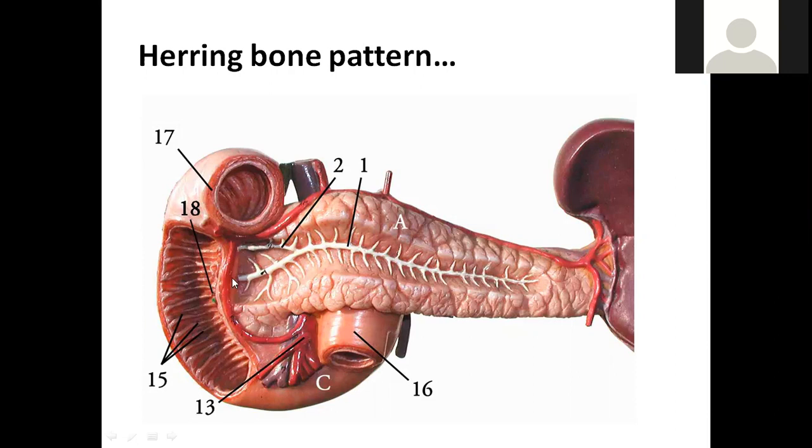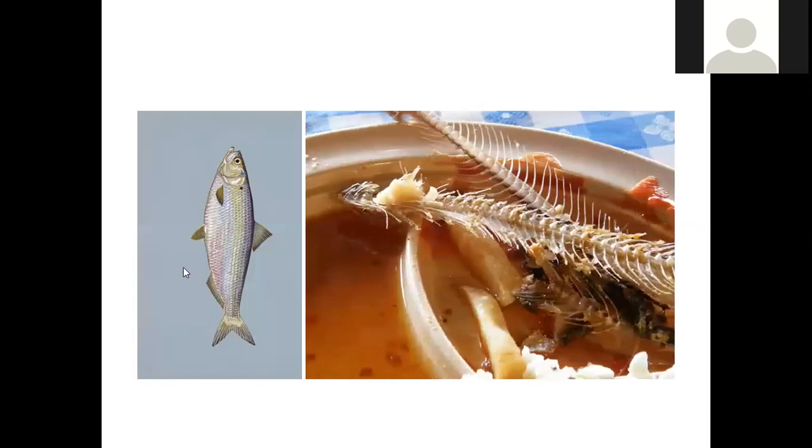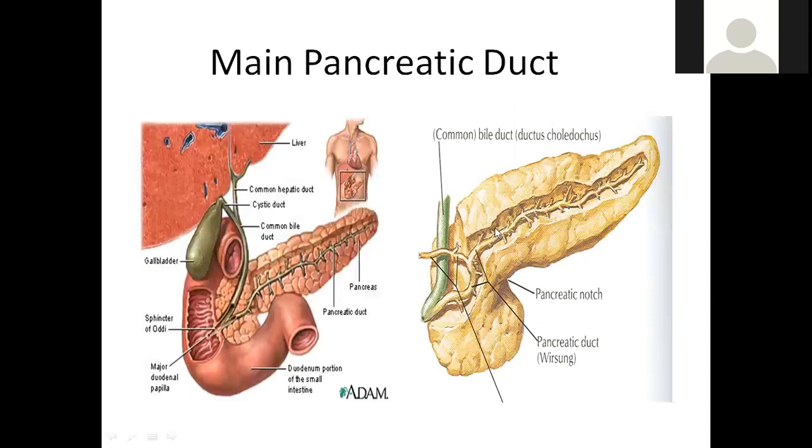It joins with the bile duct to open into the second part of the duodenum. So this is our main pancreatic duct. We know it joins from the liver. We have the bile duct. Both of them will join to form the hepatopancreatic ampulla.